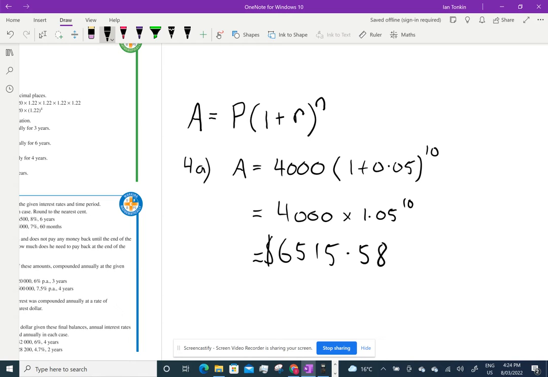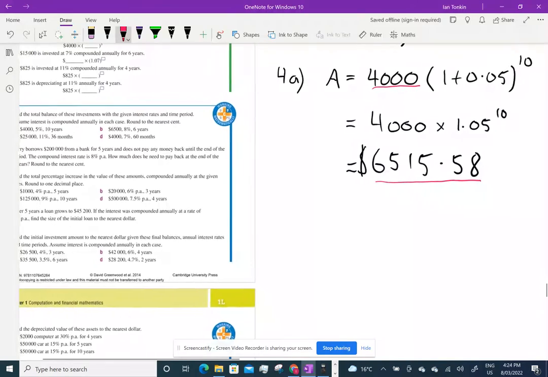To find out how much interest you've earned, you'd have to take this number and minus your principal. So this amount of money has earned $2,515.58. But that's a question that we'll deal with in a minute.